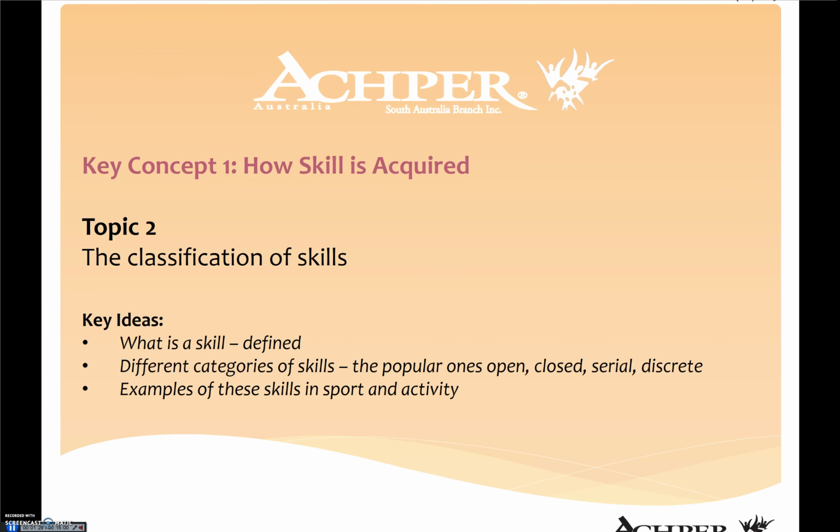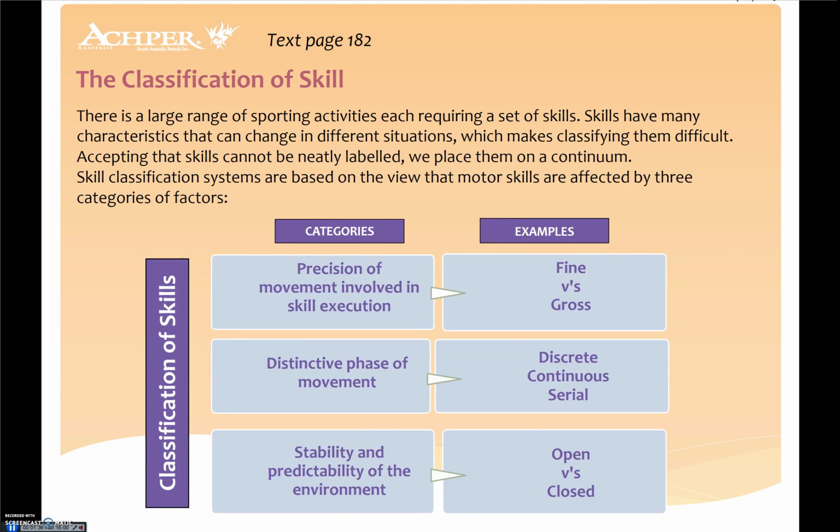So, the classification of skills. How is a skill defined? What are the categories and what are the examples of those skills in a sport or activity? The classification of skills is important because there's a large range of sporting activities each requiring a set of skills. They may have different characteristics that can change in different situations, which makes them difficult.